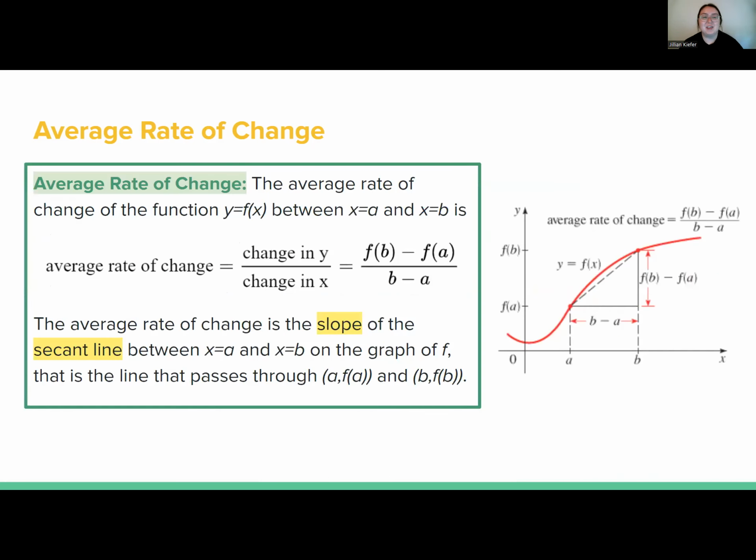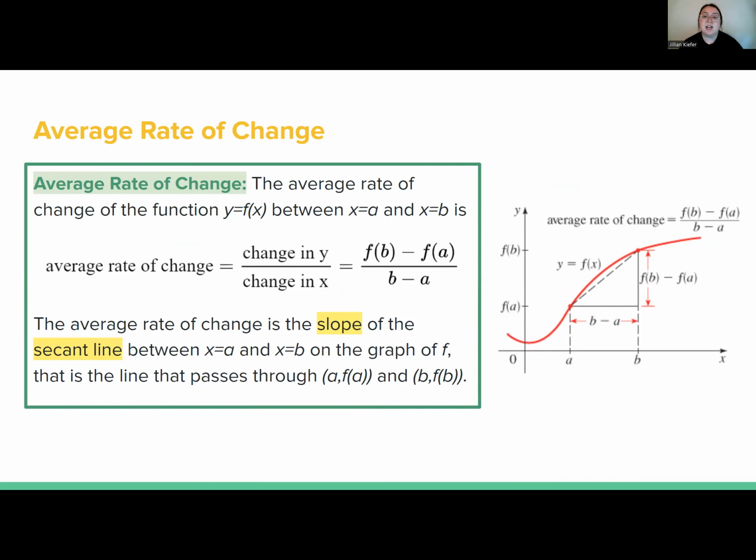But all right, here we go. We have the average rate of change. This is the definition from the book. We have the average rate of change of the function y is equal to f of x, so just some function, between the values of x is equal to a and x is equal to b. So we have the two values a and b that are both x values. And this is going to be the change in y divided by the change in x. Or in other words, when we actually use a formula, the formula itself is f of b minus f of a divided by b minus a.